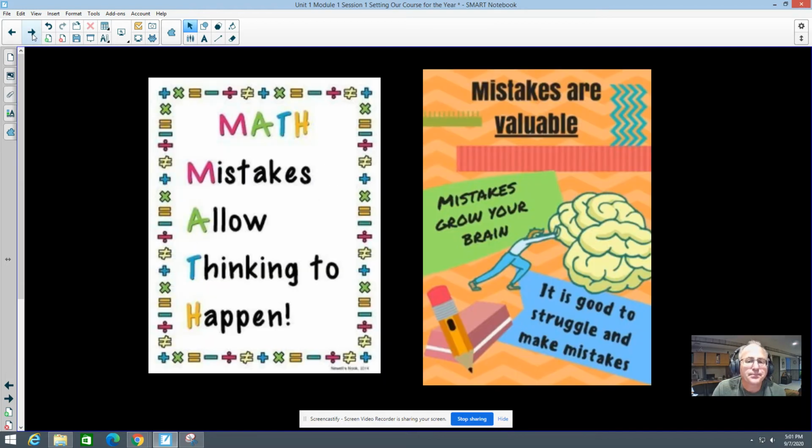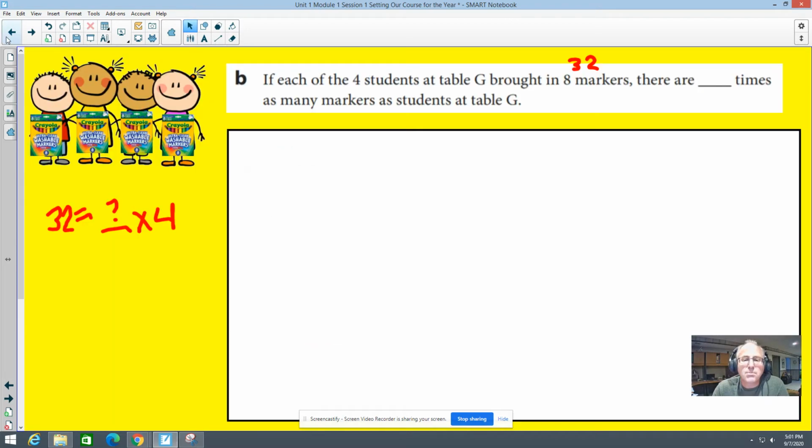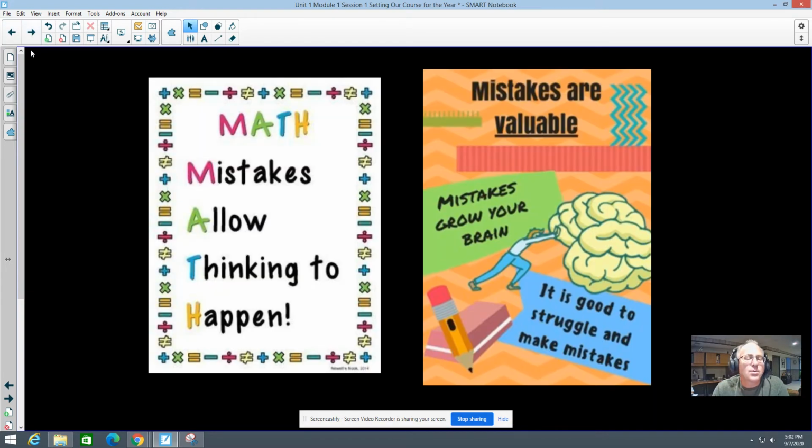All right. So remember, mistakes are allowed and valuable. Mistakes help your brain grow. So here's again going back to that mindset of a mathematician. It is good to struggle and make mistakes. If you struggle now and make mistakes and learn from them, learn different ways to solve problems, that's what mathematicians do. They always look for different ways to do it. So mistakes allow thinking to happen. So don't be afraid to make a mistake. Just like when you might have done this one a little differently, but then you say, "Oh, now I get it." It sticks in a little bit more.